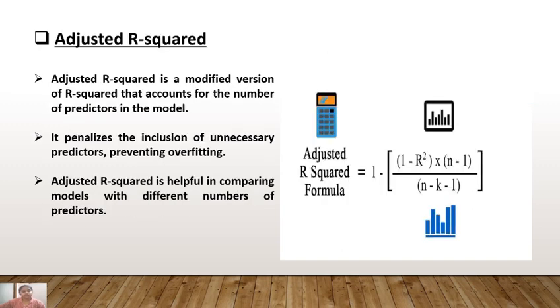Adjusted R squared. Adjusted R-squared is a modified version of R-squared that accounts for the number of predictors in the model. It penalizes the inclusion of unnecessary predictors, preventing overfitting. Adjusted R-squared is helpful in comparing models with different numbers of predictors.